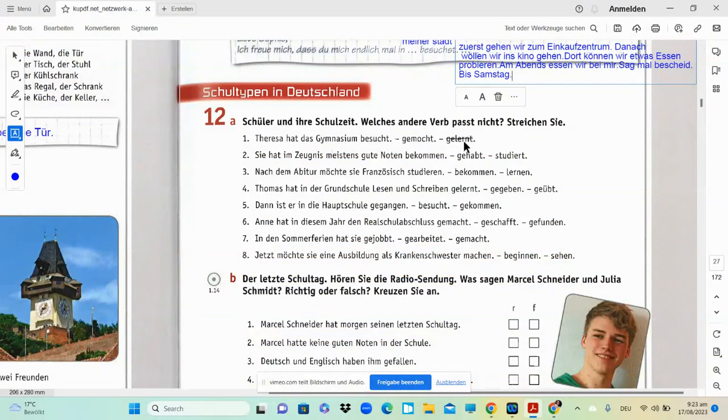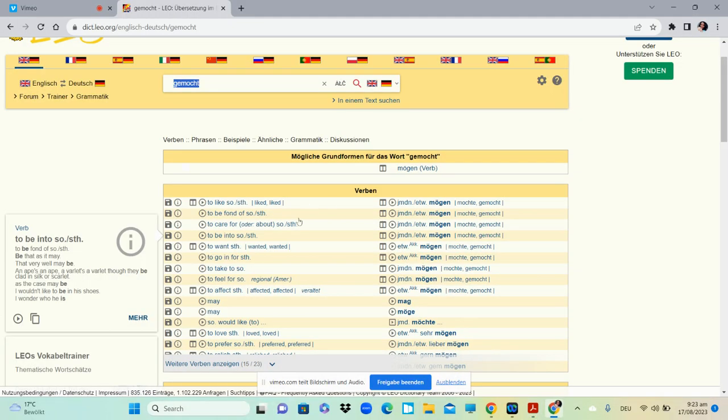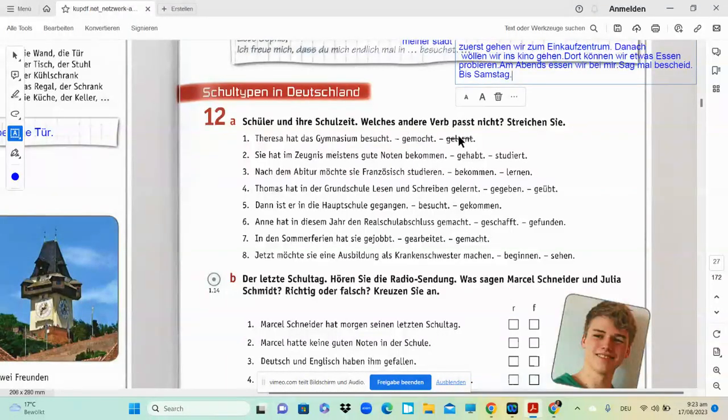Okay, so she liked it or she visited it. So she went to gymnasium. You always can say gelernt. She visited and gemocht. Let's just check this. To be fond of, to care, to want, would like to. So welches andere Verb passt nicht, streichen Sie. So gelernt is not passing this, so they have struck it out. Let's try the next one.